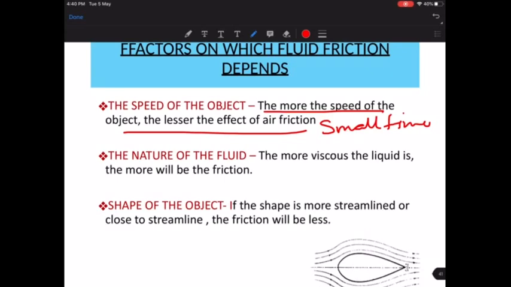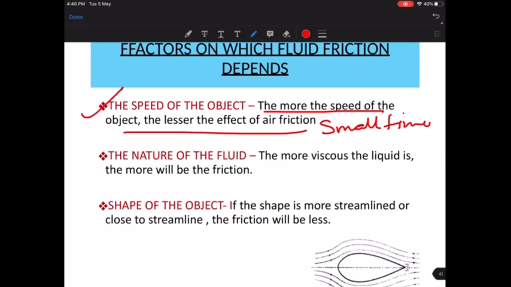If you increase your speed, what are you doing? You're reducing your time in the air. So by reducing the time in the air, you are reducing the friction, right? Suppose there is some fire. Will you walk slowly, or will you try to cross the fire quickly? You will try to pass the fire as quickly as possible. So the faster the speed, the lesser the effect of air friction. Is the first point understood?